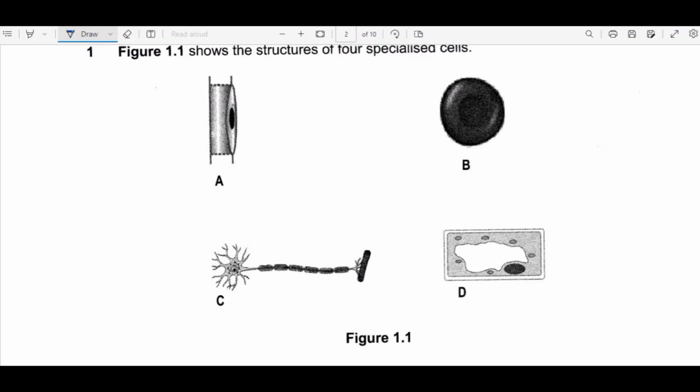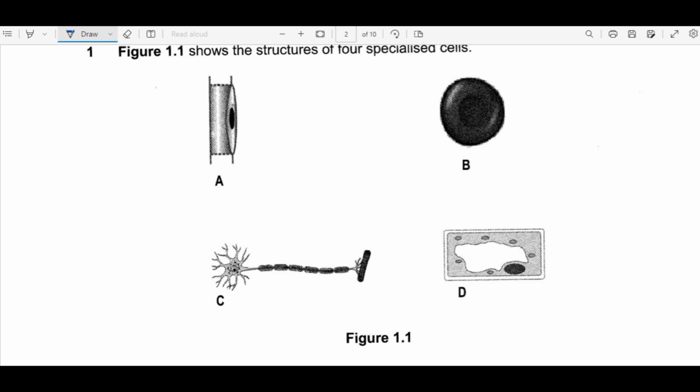Welcome folks. In this video we are going to focus on biology paper 2 for the year 2010, and now we're just going to look at section A of this paper. We have question 1. Figure 1.1 shows the structures of 4 specialized cells. So specialized cells are cells with a specific function.